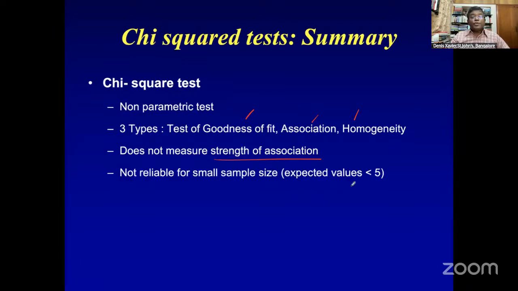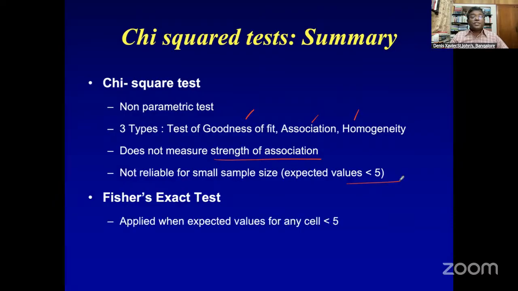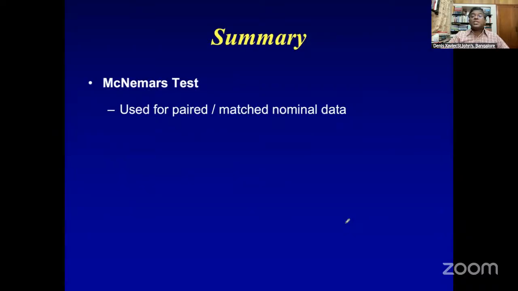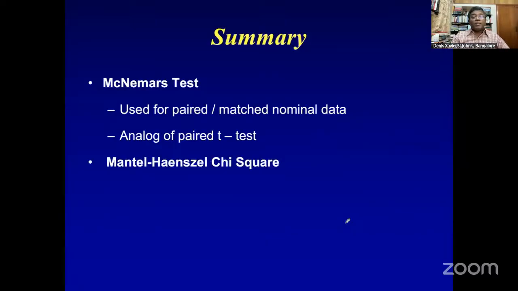It is not reliable for small sample sizes when the expected value is less than 5. Therefore, we do the Fisher's exact test when the expected value is less than 5, and you can also calculate the exact p-value with that. That's why it's called the Fisher's exact test. McNemar's test is for matched data, before and after. It's similar to the paired t-test, but this is the non-parametric version.